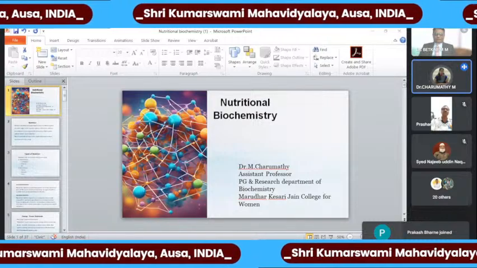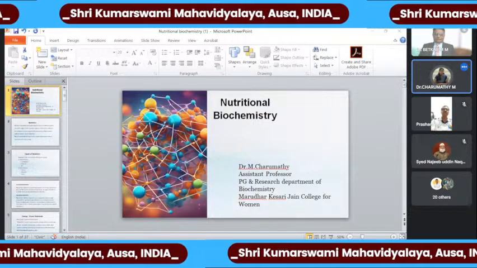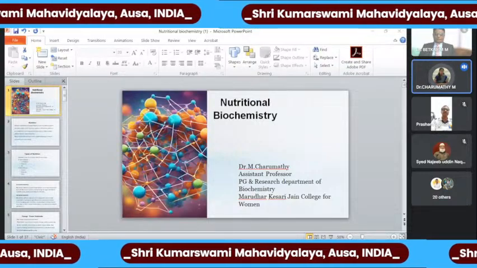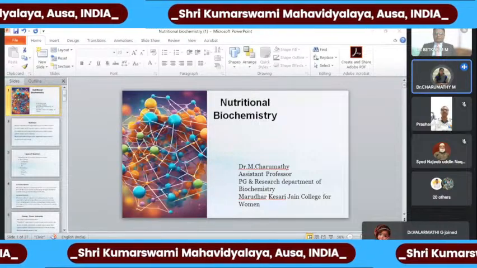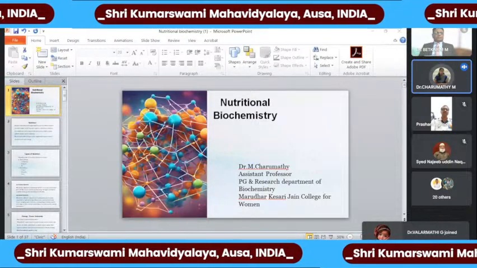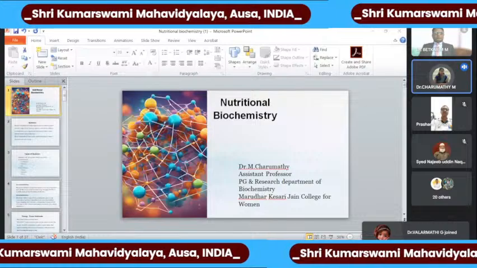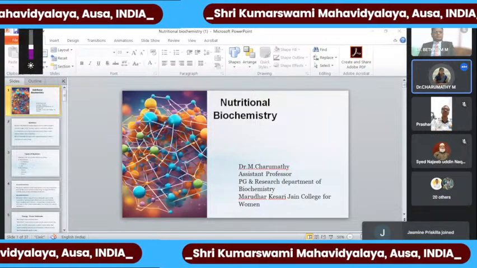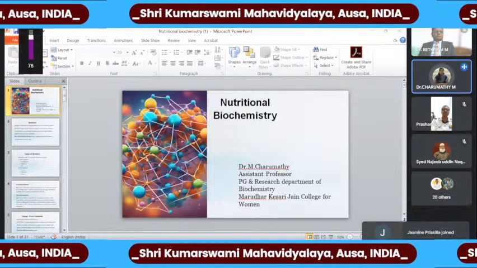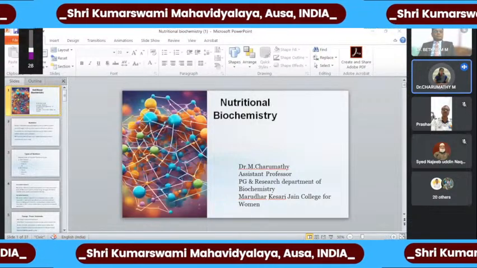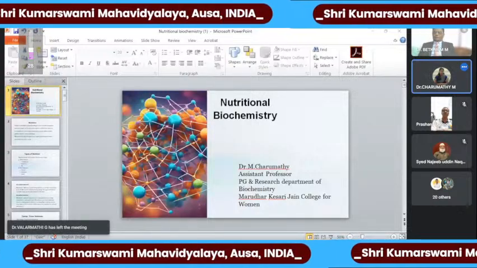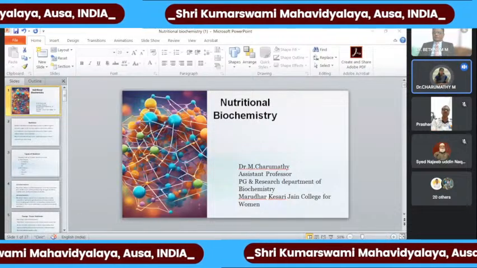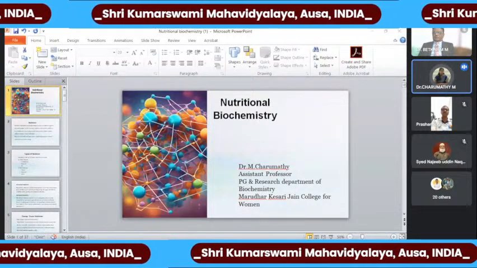Types of nutrition: there are two types, macronutrients and micronutrients. In macronutrients we have carbohydrate, protein, and fat. In micronutrients, vitamins, minerals, and water. The first one is macronutrients. They provide energy and support different metabolic systems and the growth and development of the body. They are needed in large quantity, and the body cannot produce them by itself.